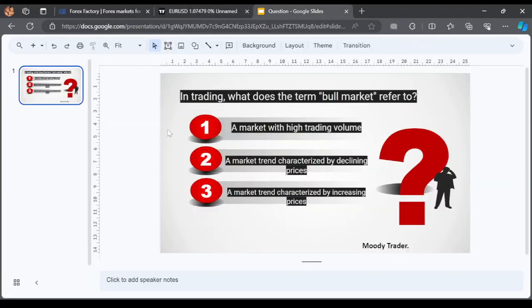And what we have in our question today is, in trading, what does the term bull market refer to? The first option is a market with high trading volume. The second one is a market trend characterized by declining prices. And the third one is a market trend characterized by increasing prices.